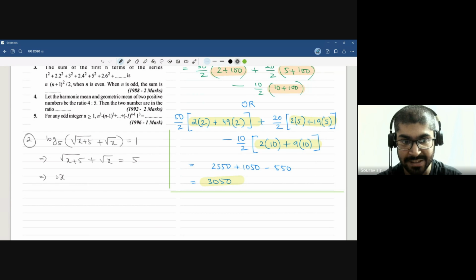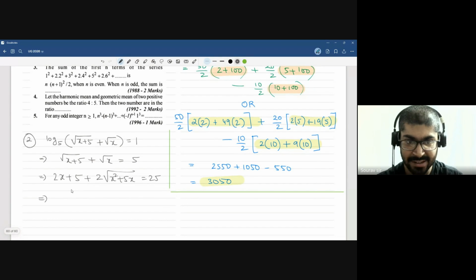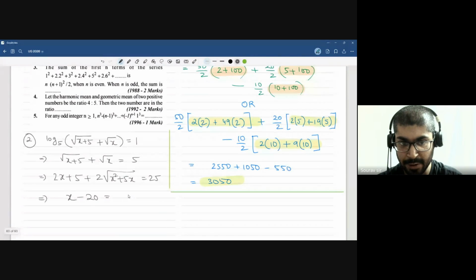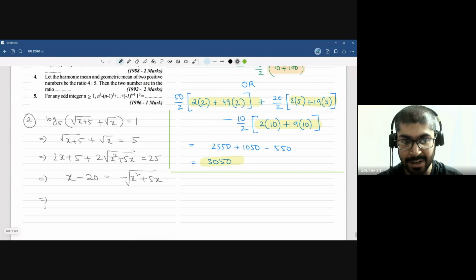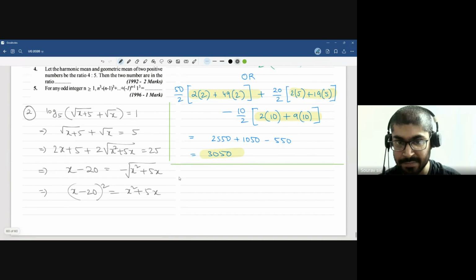You will basically get 2x plus 5 plus 2 into root over of x square plus 5x is equal to 25, right? Or you will get, this is going to that side, so you will get 20. Everything will cancel by 2, so you will get x minus 20 is equal to minus of x square plus 5x under square root, of course, right? So once you square that, you will get x minus 20 whole square is equal to x square plus 5x. Now you just have to solve it, right? So what will you get?